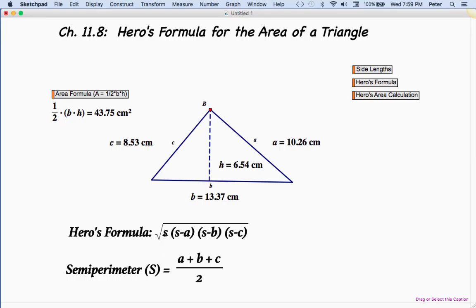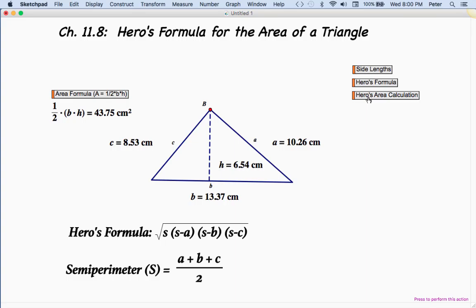And S is entered into a long formula under a radical, which is the semi-perimeter times the semi-perimeter minus side A times the semi-perimeter minus side B times the semi-perimeter minus C. And all of that is under a radical.